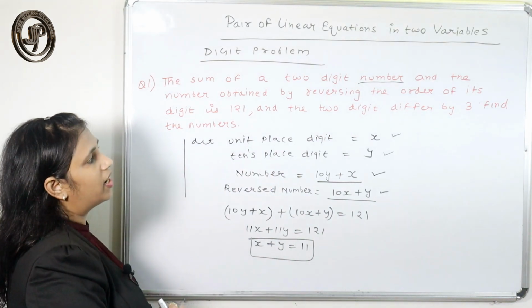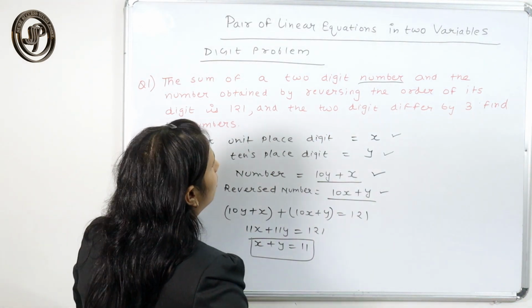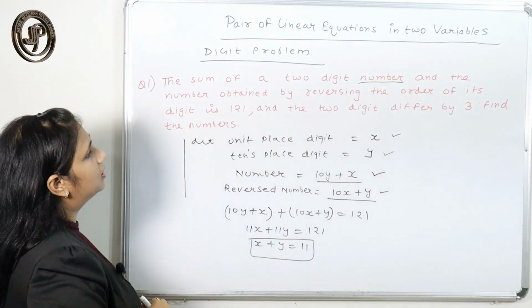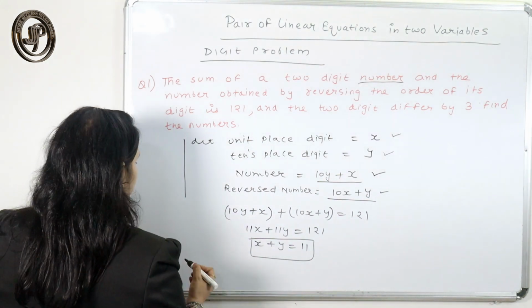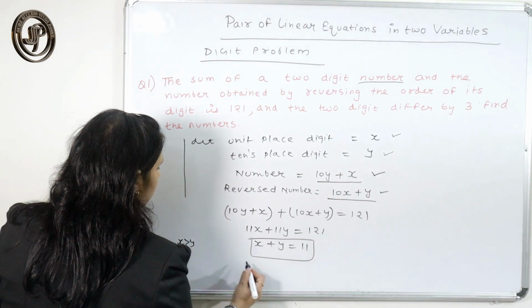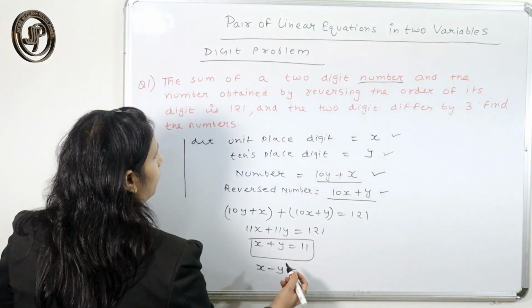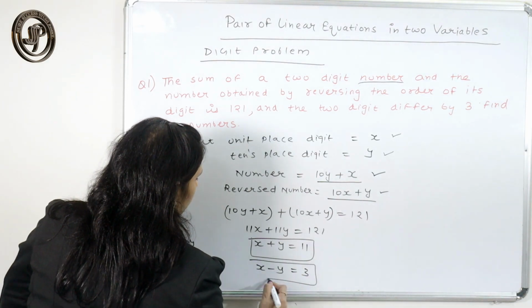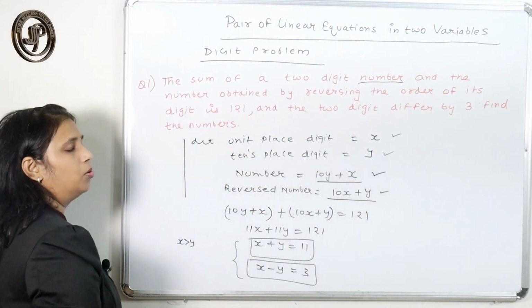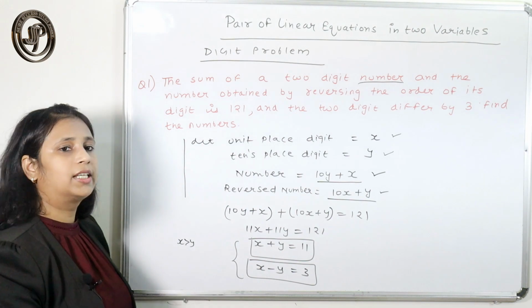Now the difference: the two digits differ by 3. If you consider x is greater than y, then x minus y will be 3. Now you have got the two equations. Just solve for x and y.